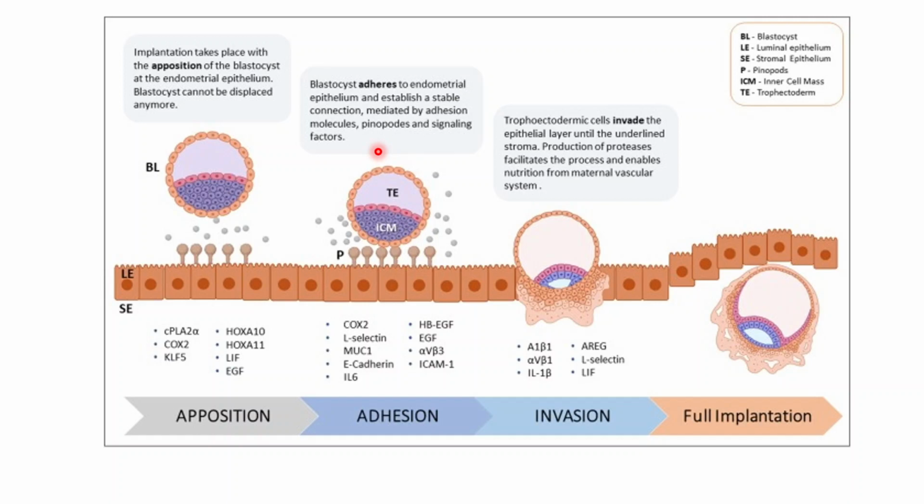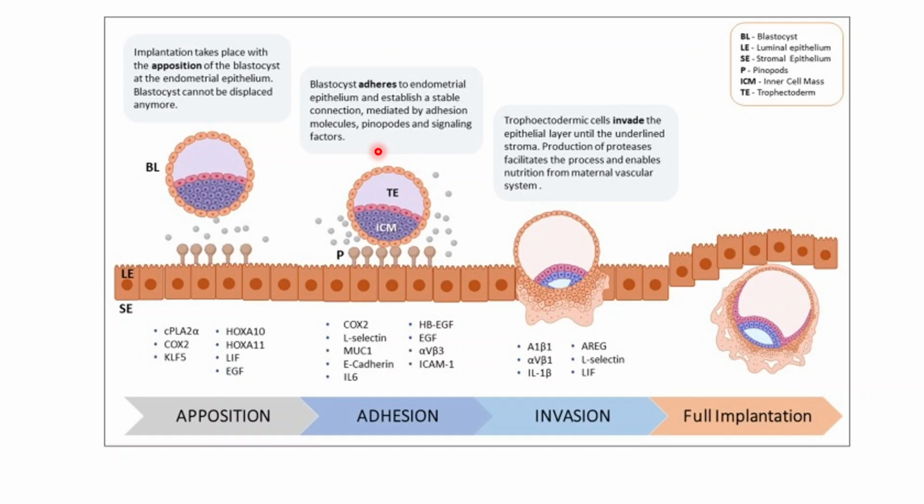Production of proteases facilitates the process and enables nutrition from the maternal vascular system. So the trophoectoderm secretes proteases which digest the endometrial lining and help in penetration of the embryo inside the uterine wall. And these proteases also digest some of the maternal vascular system and derive nutrition. So that forms the nutrition for the embryo.